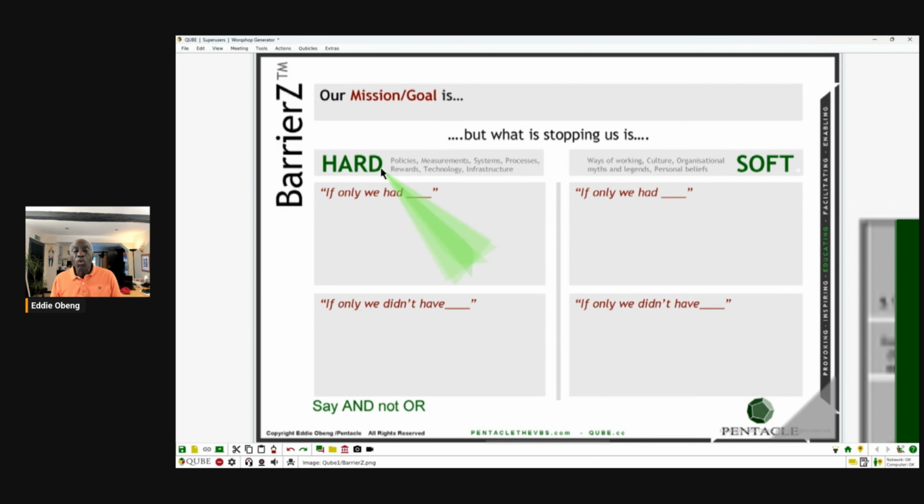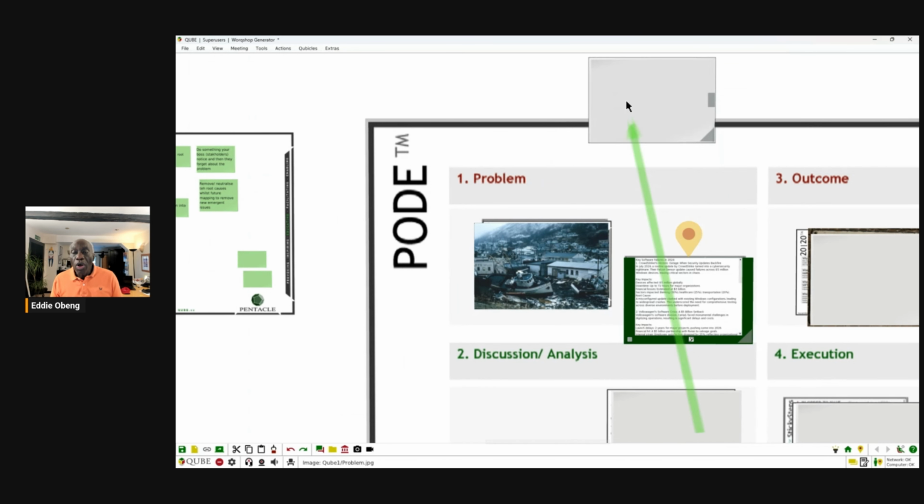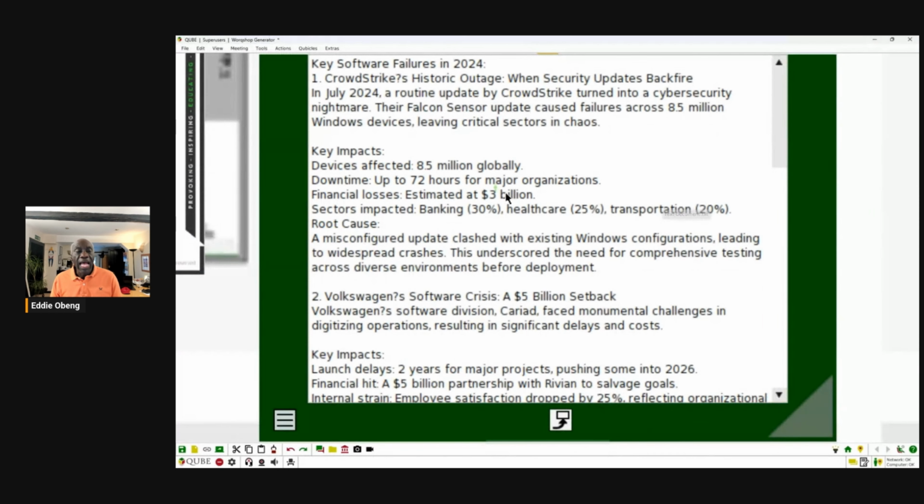It'll help us quickly find out what our mission is, if only we had, if only we didn't have, and that helps you start to address the problem. Or you might be a little bit more organized, and you might just start to think about detail.